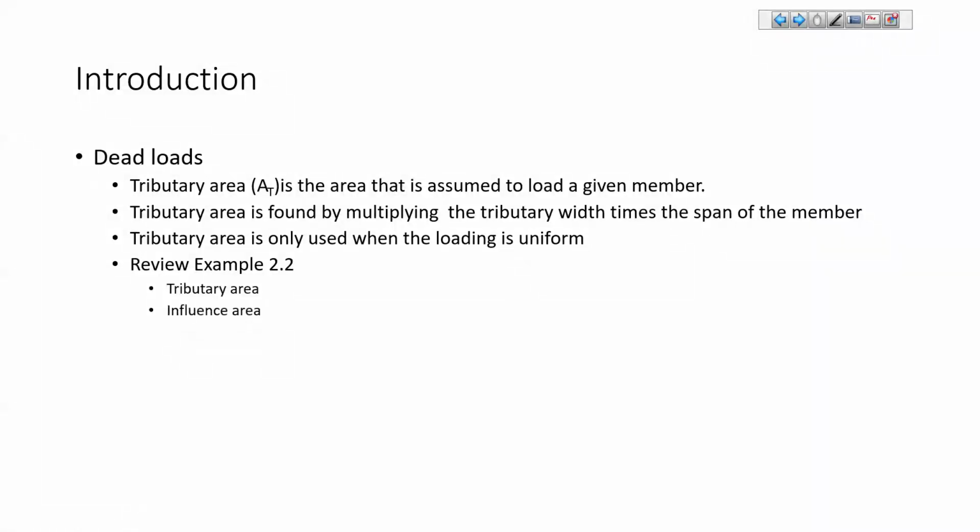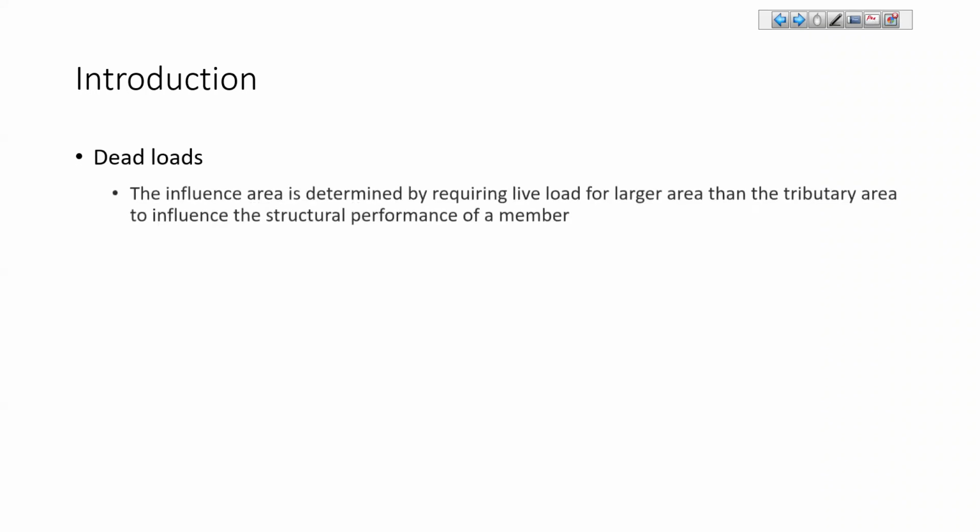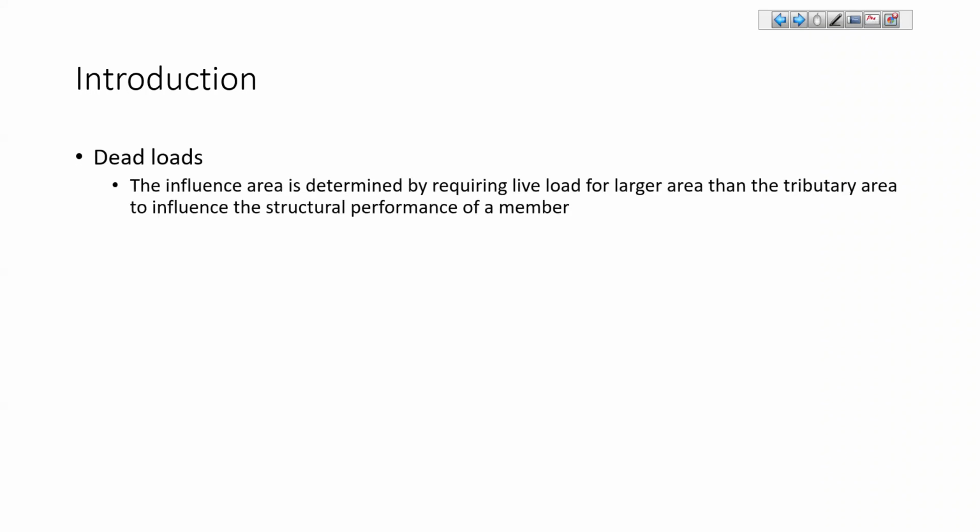Something called influence area. So the influence area is determined by requiring live load for a larger area than the tributary area to influence the structural performance of a member. So when you think of an influence area, it's bigger than the tributary area.